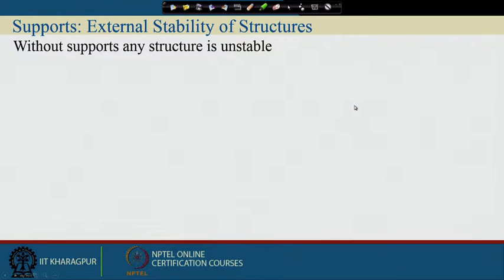Now let us see without support. What is support? A structure, or any object, has freedom to move in 3-dimensional space, but we do not want our structure to move freely in 3-dimensional space, right. So we need to constrain some of its freedom, and that is done by providing supports. Without providing any support, a structure is unstable.